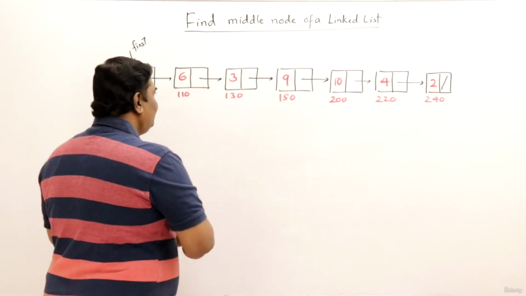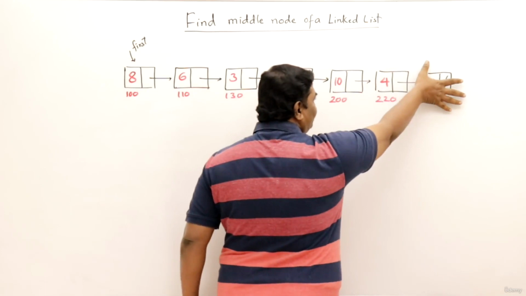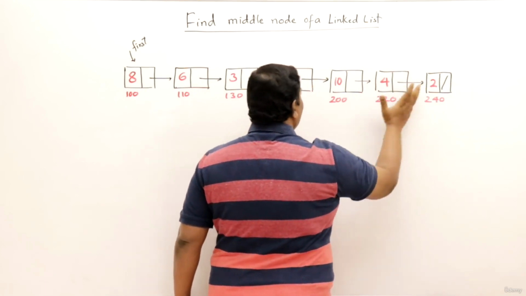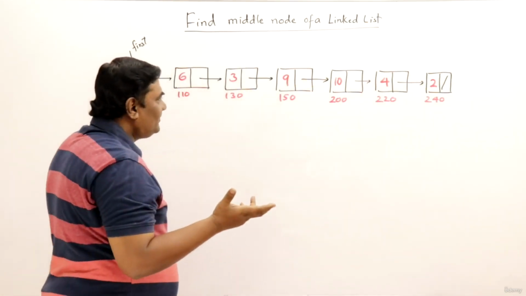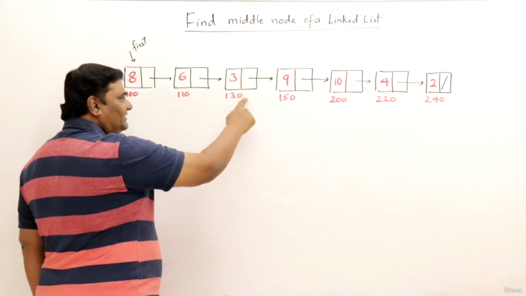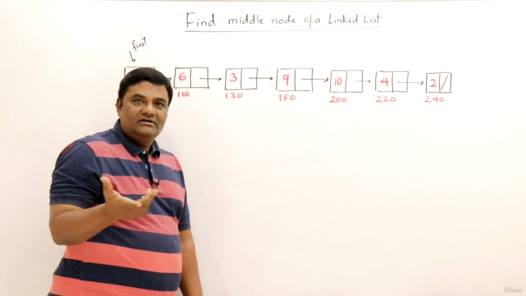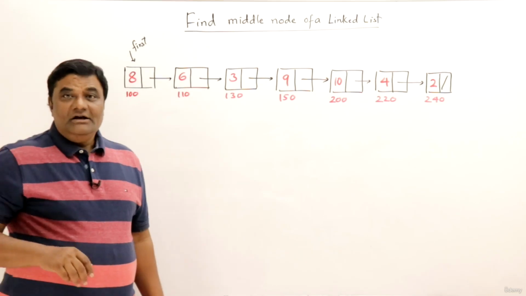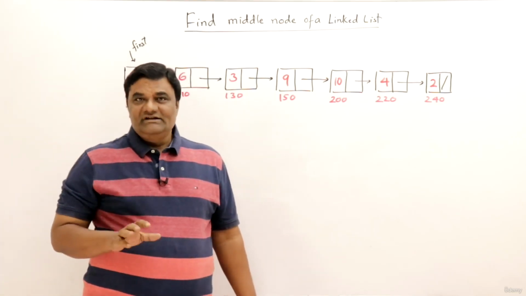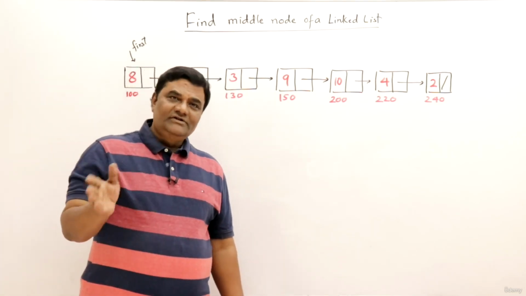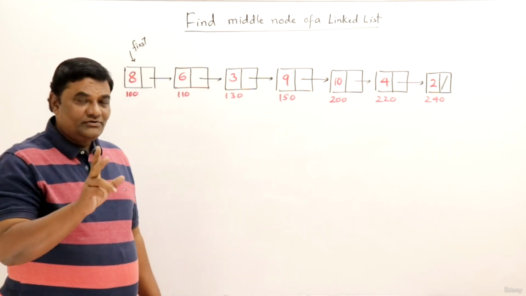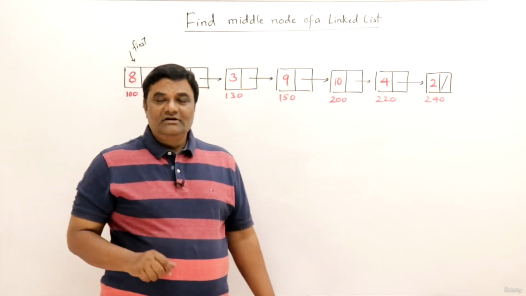Suppose there are only 6 nodes, assume this node is not there. Then which is the middle node? Either I can stop on the 3rd node or the 4th node, because if there are an even number of nodes, there is nothing like a middle. So either the 3rd or the 4th, if in 6 nodes you have to find the middle node.